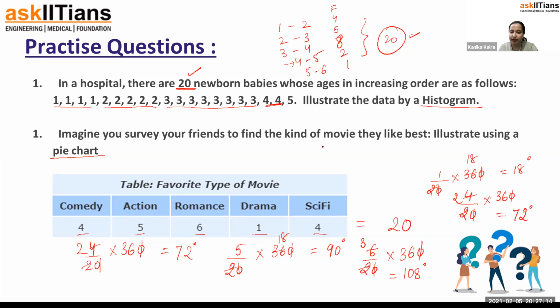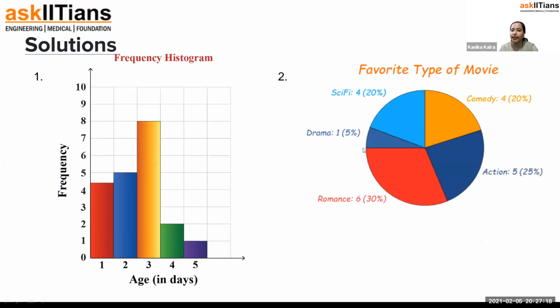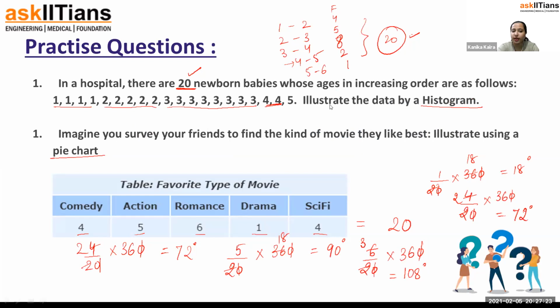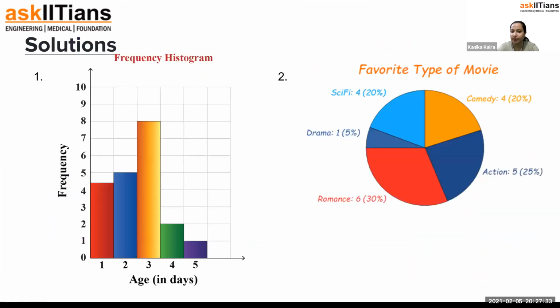Now you can take a reference line in a circle and draw the graph easily. This is how it will look like. They haven't asked you for the percentage, but still you can calculate it by multiplying the fractions with 100, as in 4 by 20 into 100, 5 by 20 into 100, and so on. So you can represent the data in such a manner.